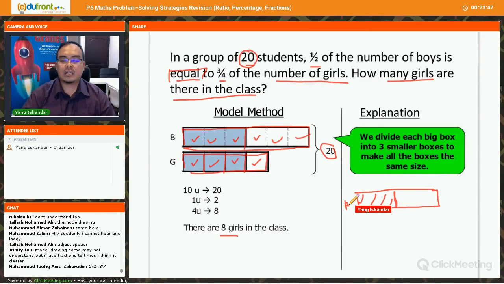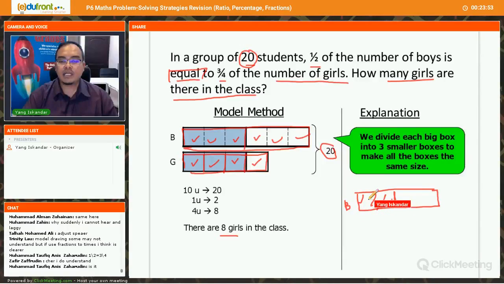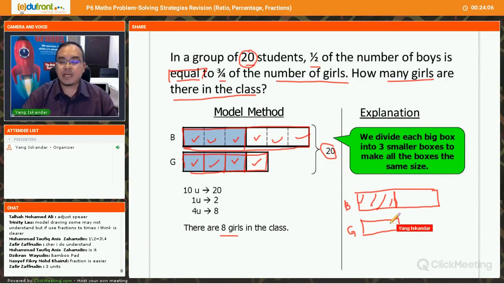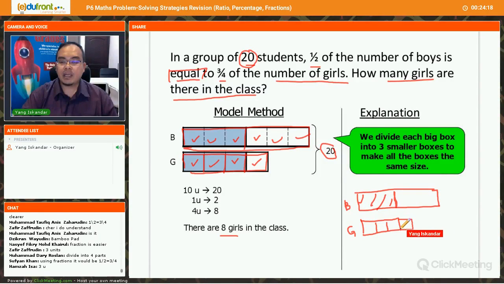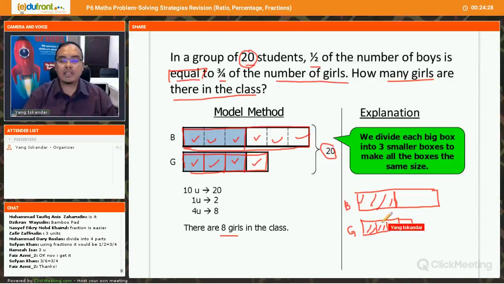So this is boys. Sorry, I'm using my mouse to type. It is equal to 3/4 of the girls. So now I need to show girls 3/4. How do I divide this part such that this part is 3/4 of the total? We need to further divide this into smaller parts, and then I add another part here. Then you can see 3/4 of the girls is equal to half of the boys.